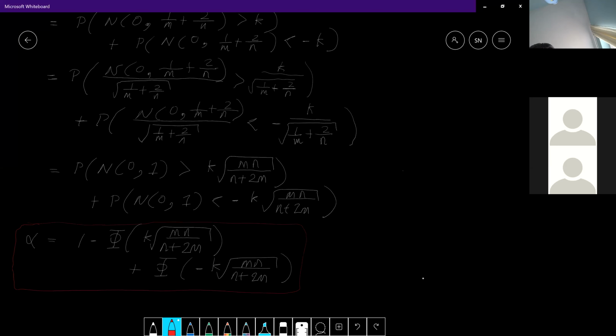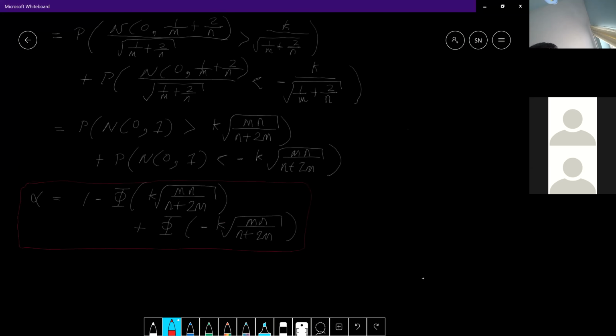So the next thing is to find the beta. So you just do it in the same way. So let me show you how, if I have time. All right, so we've done the alpha so far. So the next thing is to find the probability of type 2 error, which is beta.